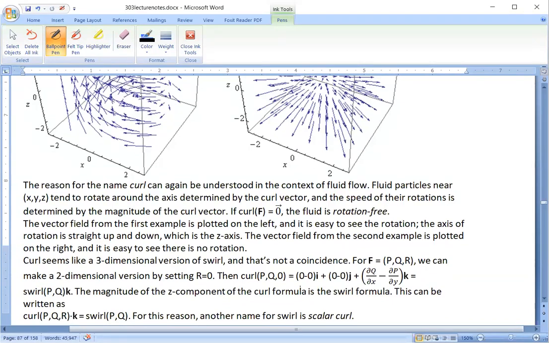This can be written in a nice little formula in the following way. If you take the curl of a vector field and then dot it with k, that'll just give you 0 plus 0 plus the third component. In other words, that's just the swirl of P, Q. And so for this reason, another name for swirl is the scalar curl.